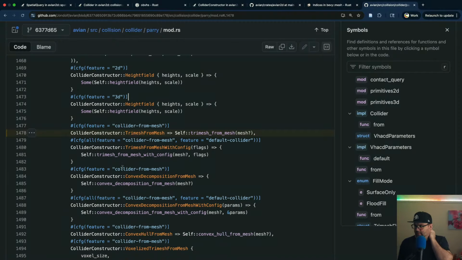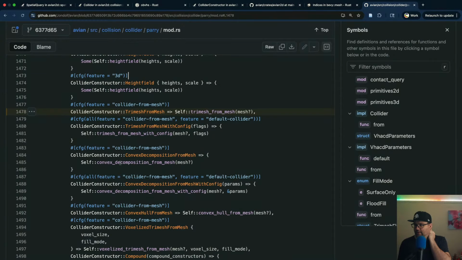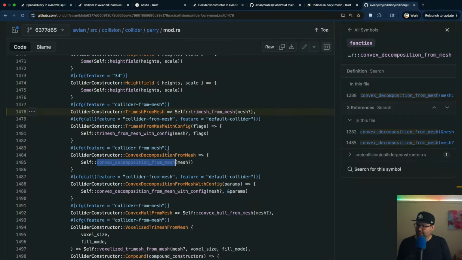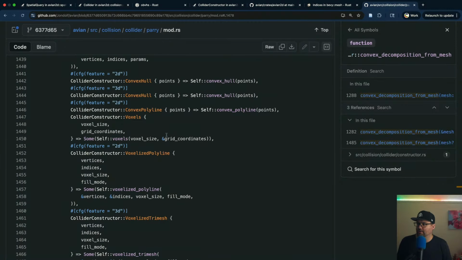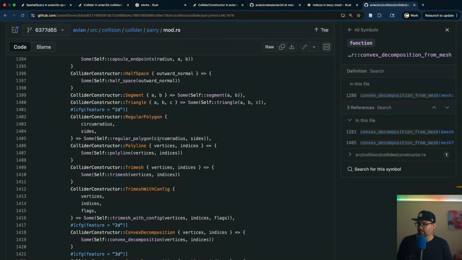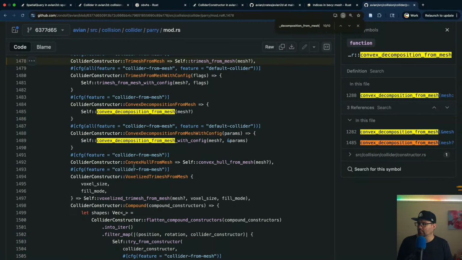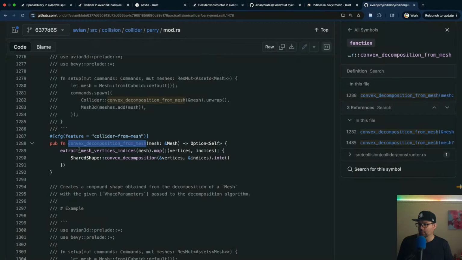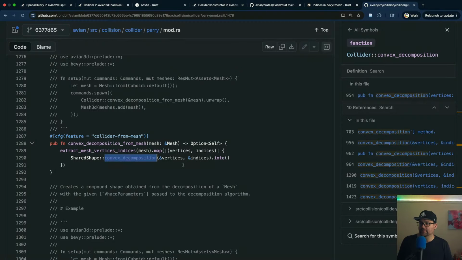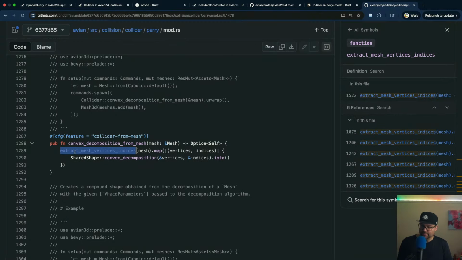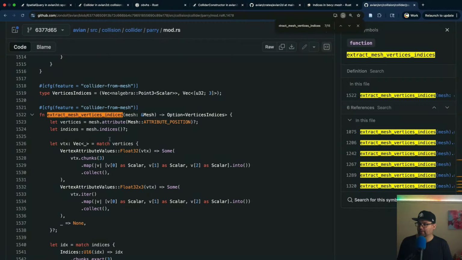Okay, collider from mesh. Where's our convex decomposition? This is for the 3D stuff, because this isn't enabled on 2D. Tri-mesh from mesh. So there's extract mesh vertices indices, map over the vertices indices, shared shape, convex decomposition. So it's just passing them in. So really this function would be the interesting one.